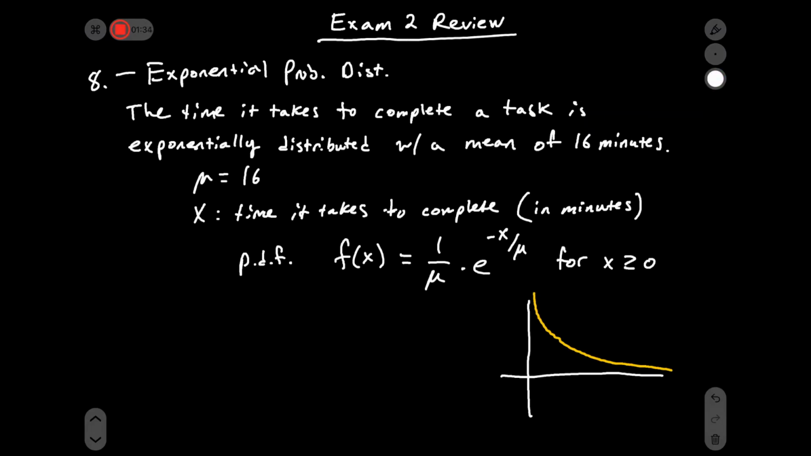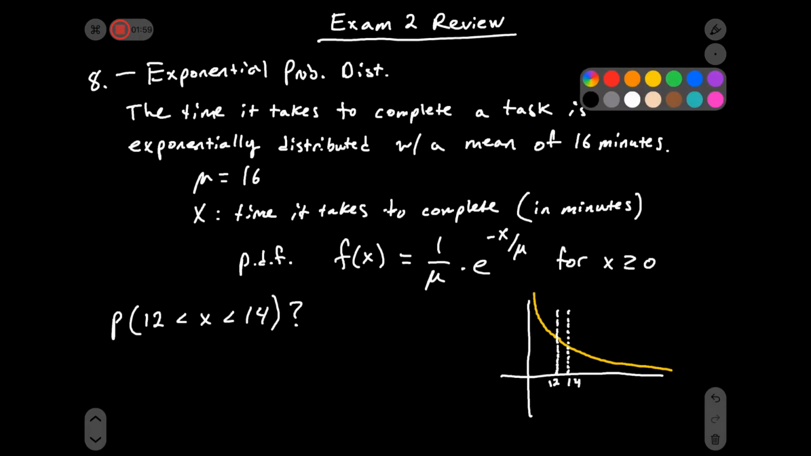And suppose that we are asked, what is the probability that the time it takes to complete this task is between 12 and 14 minutes? In other words, we're asked to find the area in this probability distribution function that's between 12 and 14. And maybe I'll use green here, so it's this area here. Okay.